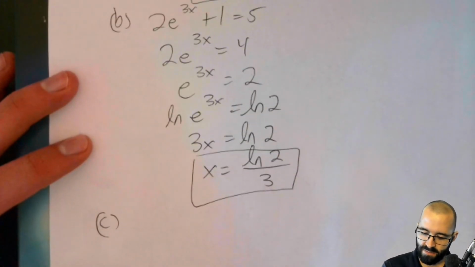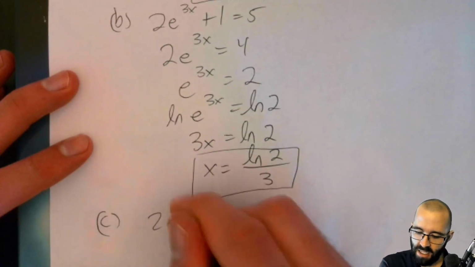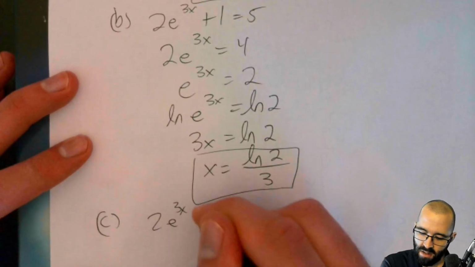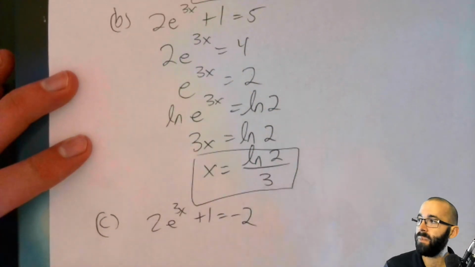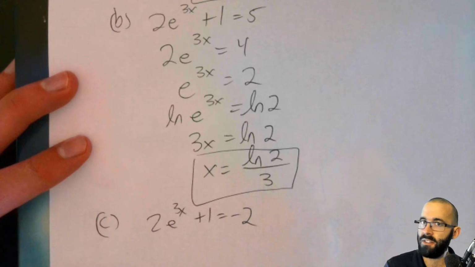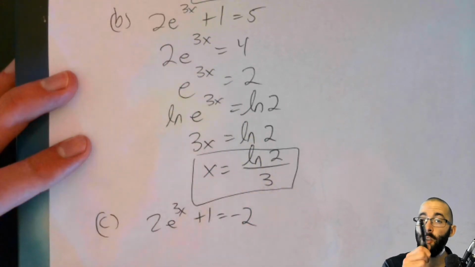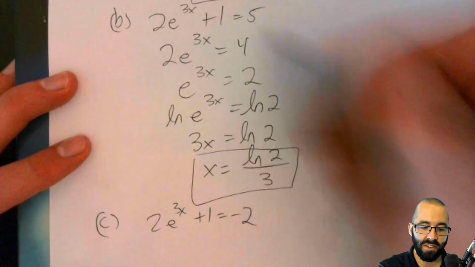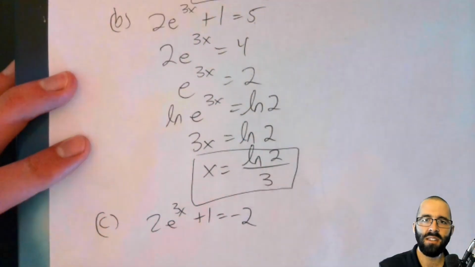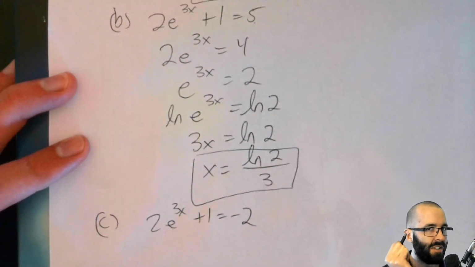Let's do some more of these. 2e to the 3x plus 1 equals negative 2. This is not deja vu. You have seen something very similar. B is a very similar problem. Let's see what a slight change is going to do to the answer.